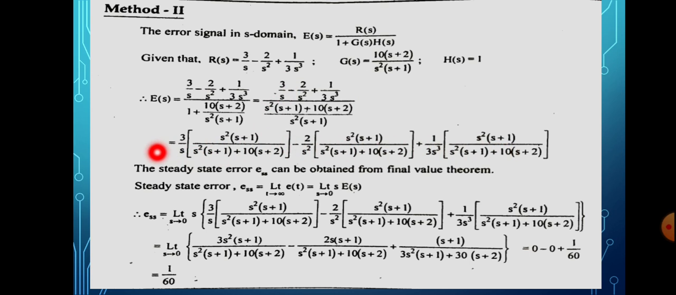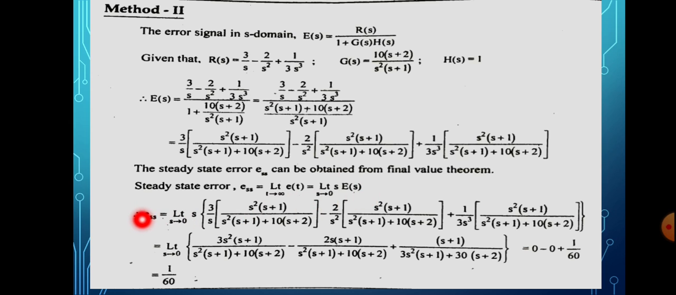So we will get this equation of E of S, and the steady state error ESS will be equal to limit t tends to infinity E of t, and by applying the final value theorem, this can be obtained by applying limit s tends to 0 s into E of S. Okay, so there is no need to find out the inverse Laplace transform. We can find the steady state error by using this equation, that is limit t tends to infinity E of t will be equal to limit s tends to 0 s into E of S.